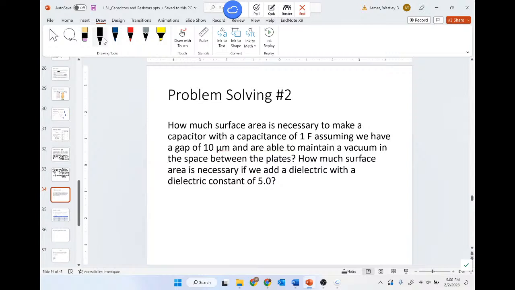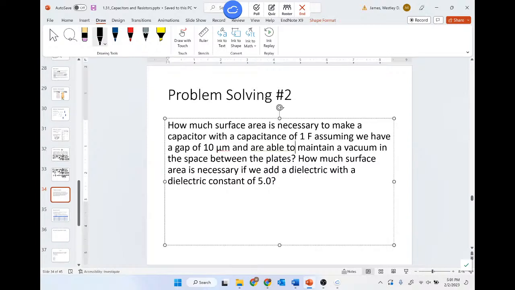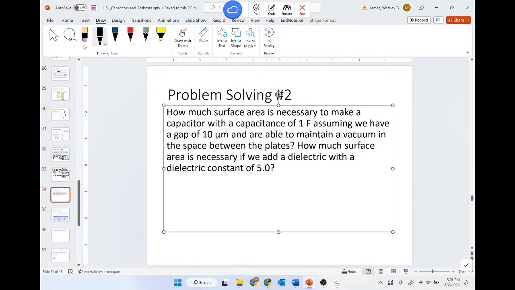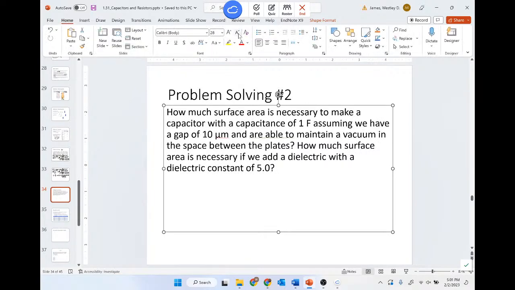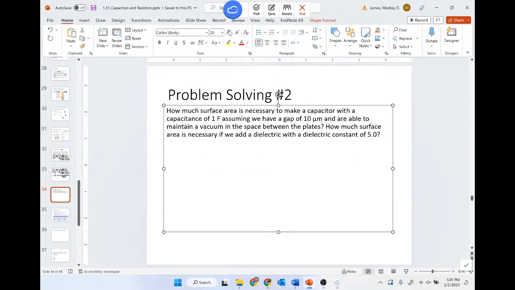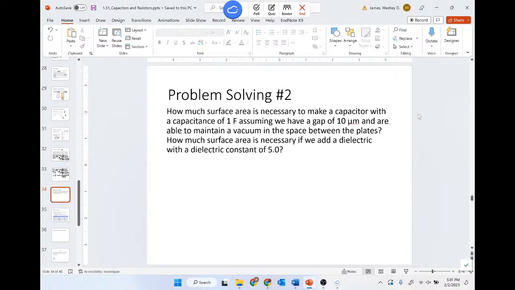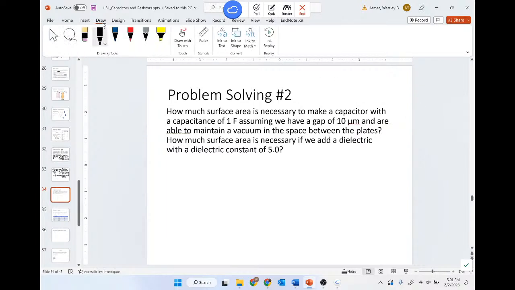So, how much surface area is necessary to make a capacitor with a capacitance of 1 farad, assuming we have a gap of 10 micrometers and are able to maintain a vacuum? I think I can solve this all in one thing here. So, same old, same old. I'm going to move through this a little quicker just so we can get to our resistors. I can make my beautiful picture. There's my parallel plates, and basically I'm trying to find that distance between them.